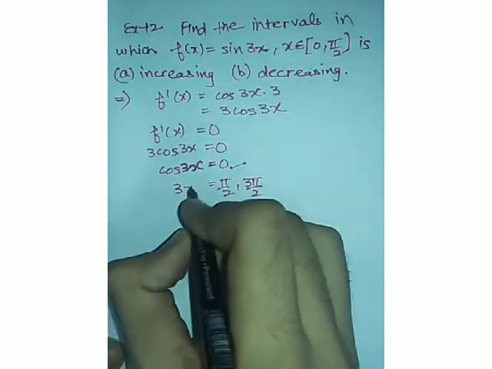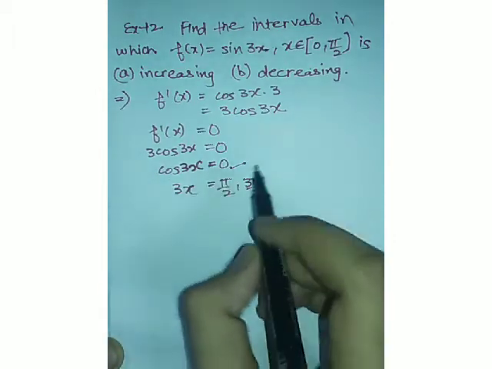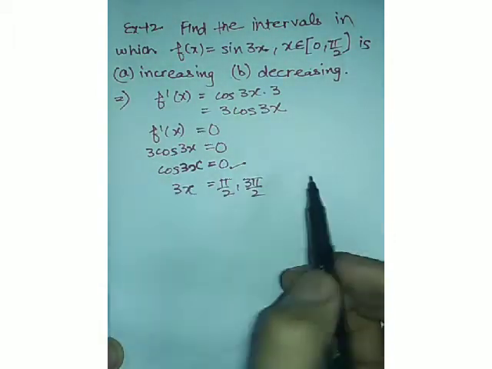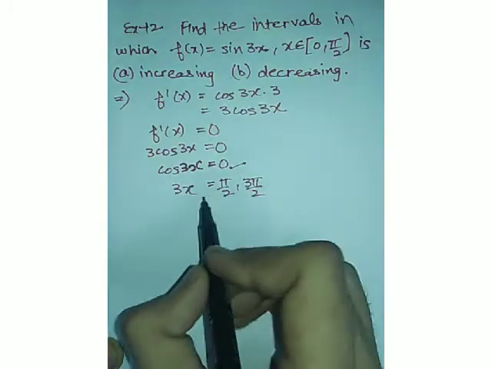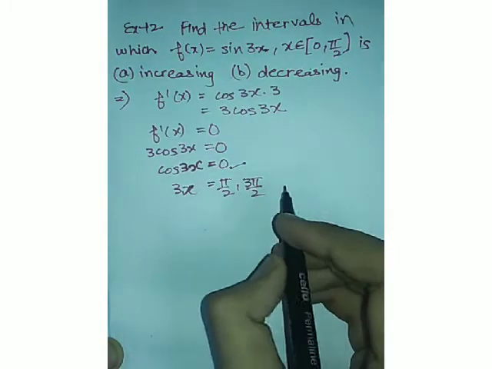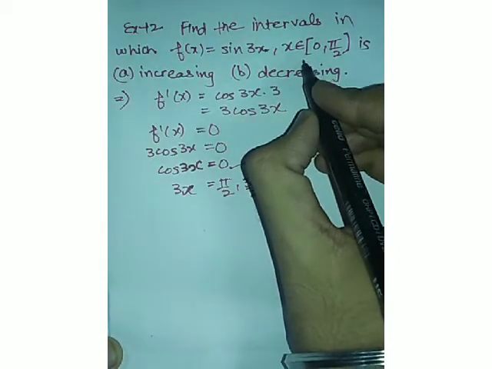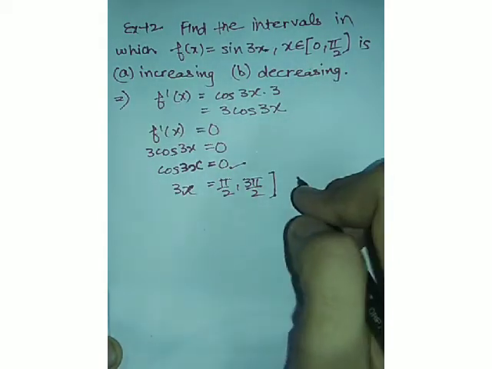So your 3x will be equal to this, because cos 3x equals cos pi by 2 and cos 3 pi by 2, and it means the thetas will also be equal. So 3x equals pi by 2 and 3 pi by 2. Now here is an interesting thing: in this statement we are given the interval 0 comma pi by 2.